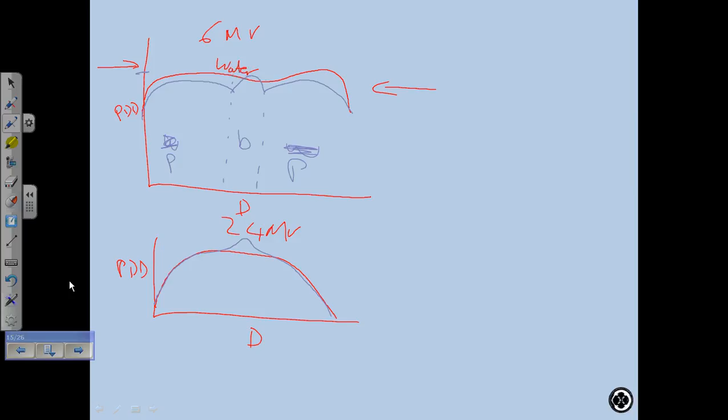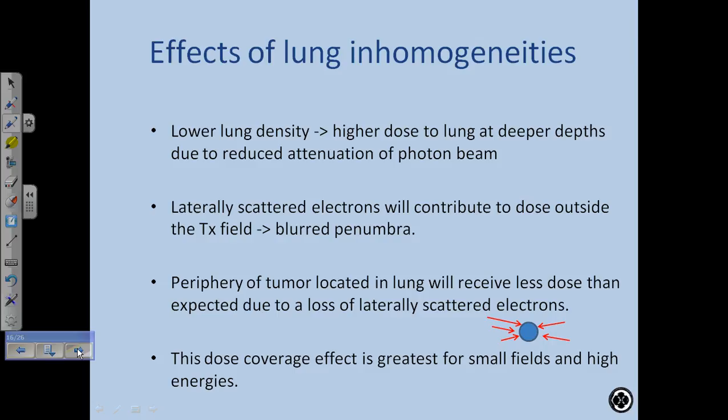For parallel opposed beams. Okay, so those are effects in bone.